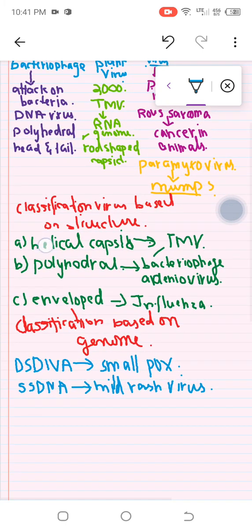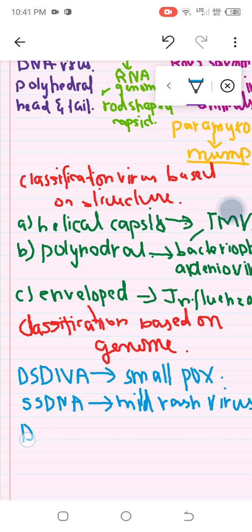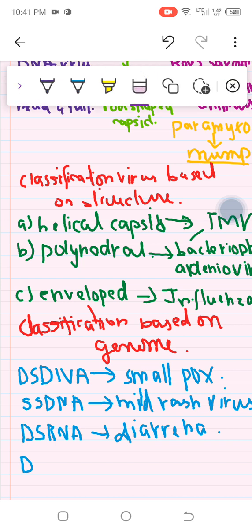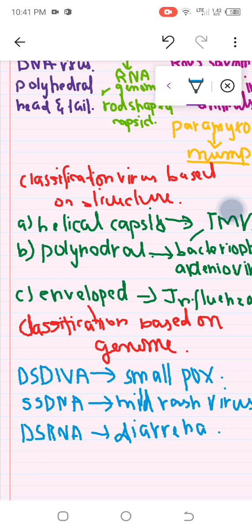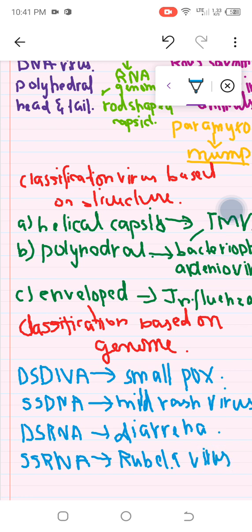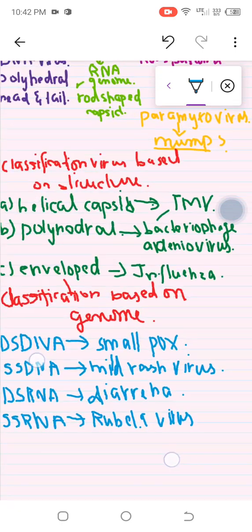Another we have double stranded RNA virus, which is present in diarrhea. And we have single stranded RNA virus, which is present in the rubella virus.